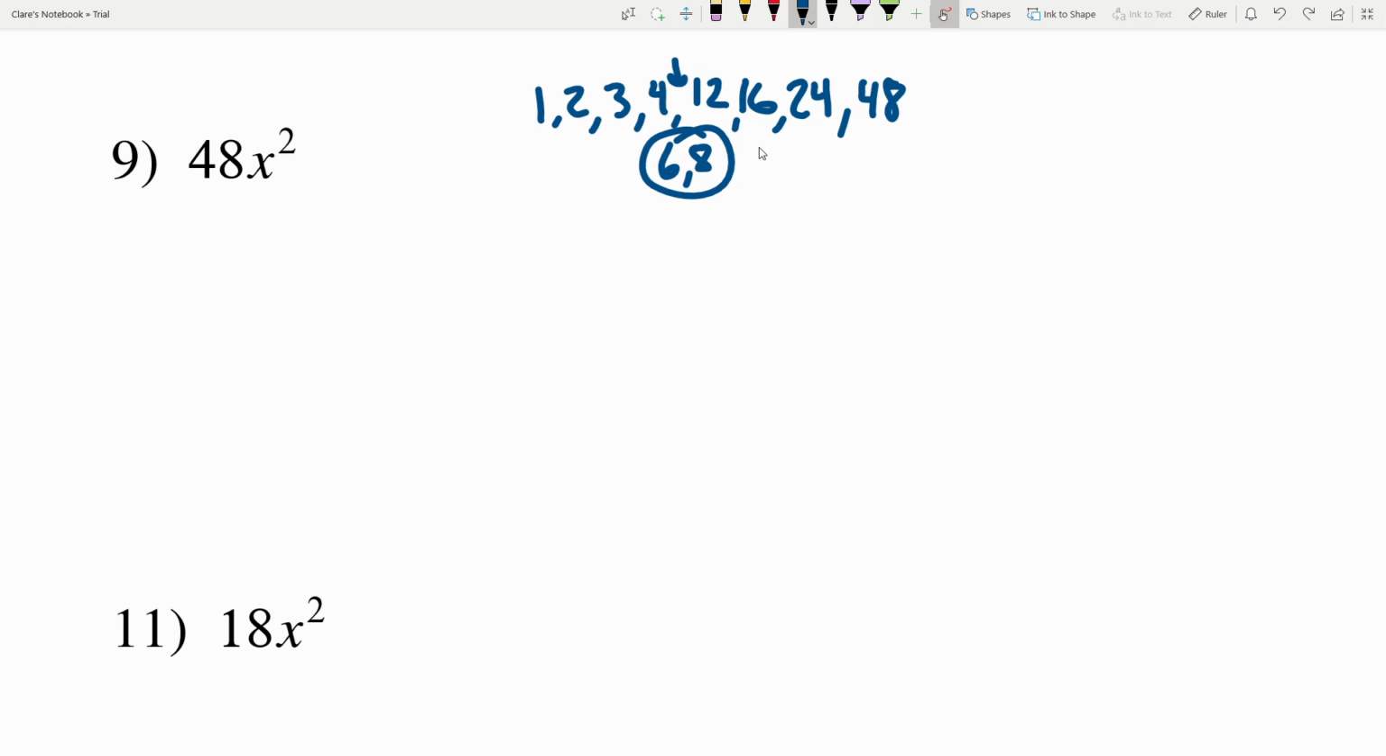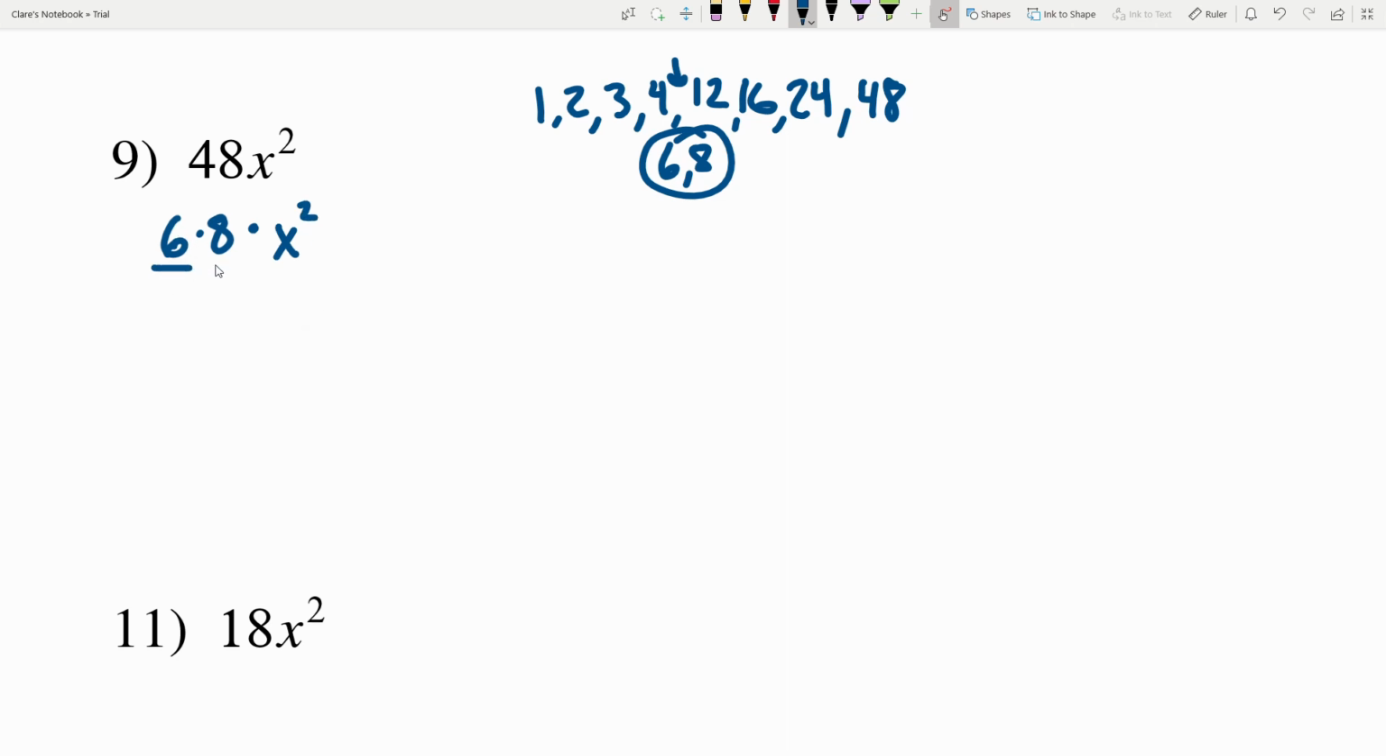There is no other number that will have the same prime factorization, which is why this is a very important skill to learn. So 48, I'm going to start by just writing it as 2 factors. Not necessarily the prime factors, but just 2 factors.